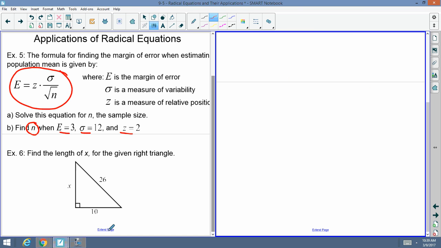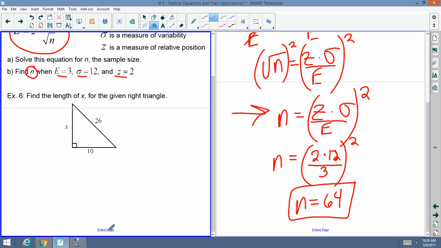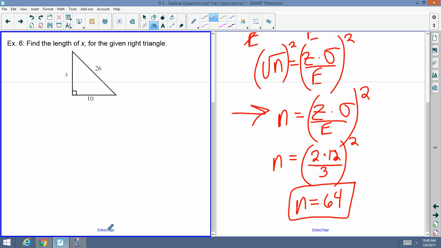Thank you, gentlemen. Here, find the length of x for the given right triangle. Now, first of all, you guys have seen this before in geometry. You saw it in Algebra 1, and we've seen it here before as well. If I have a right triangle, how do I solve this right triangle? What's the name of the formula? Pythagorean Theorem. Very good, my brothers.